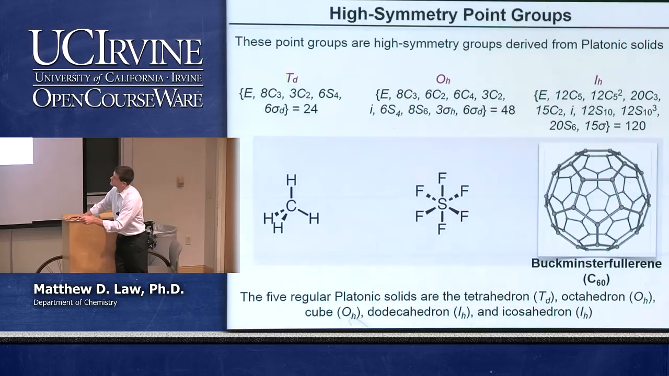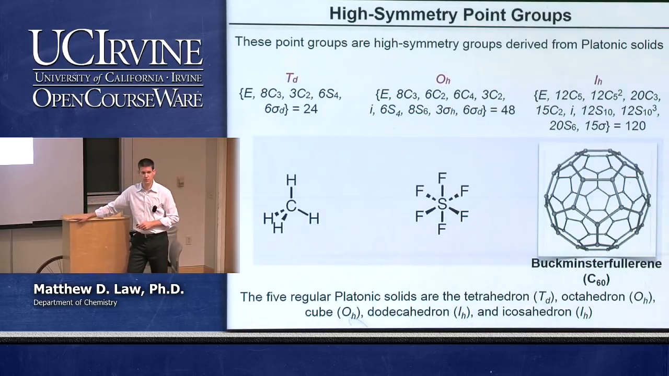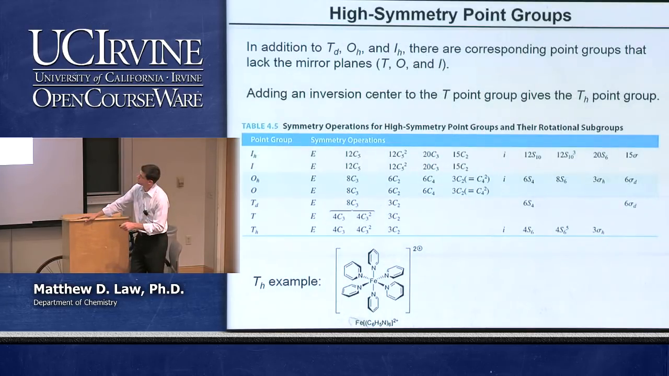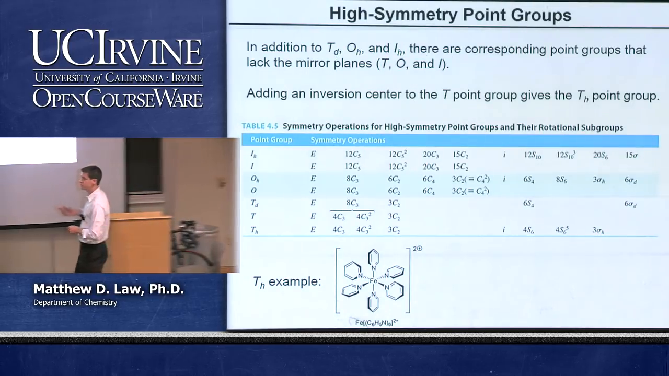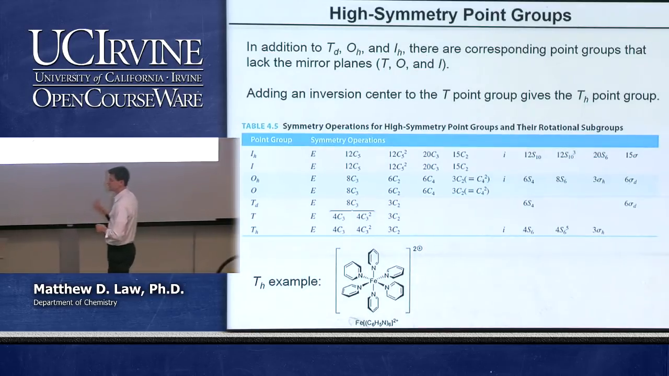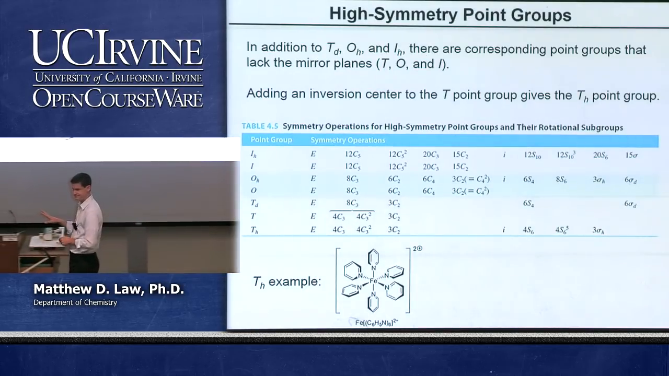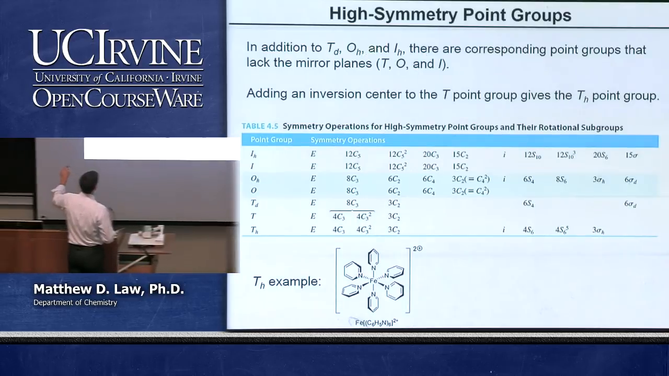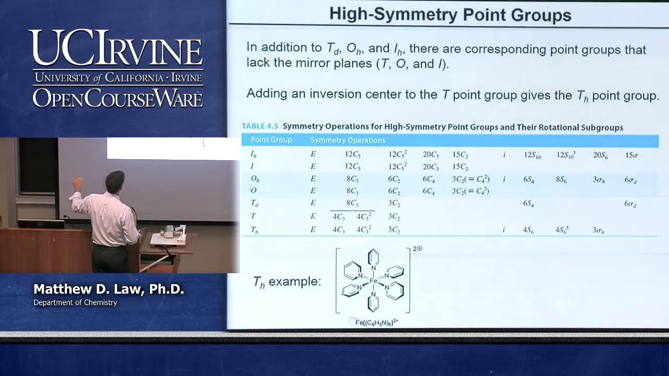There are several different kinds of tetrahedral, octahedral, and icosahedral point groups. There are actually 7 altogether. This is a table from a book describing all 7 different point groups. We have 2 different kinds of icosahedral, 2 different kinds of octahedral, and 3 different kinds of tetrahedral point groups. In addition to the 3 that I showed in the last slide, TD, OH, and IH, there are point groups that correspond to the same symmetry but without any mirror planes. So that's just called T, O, and I.